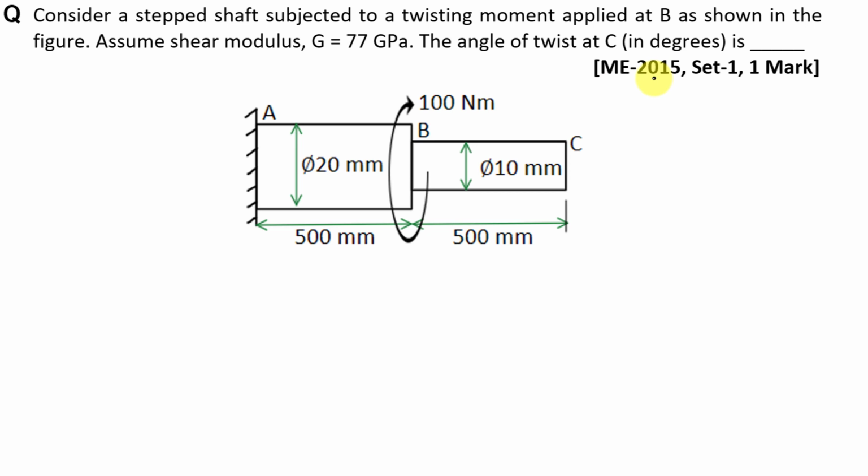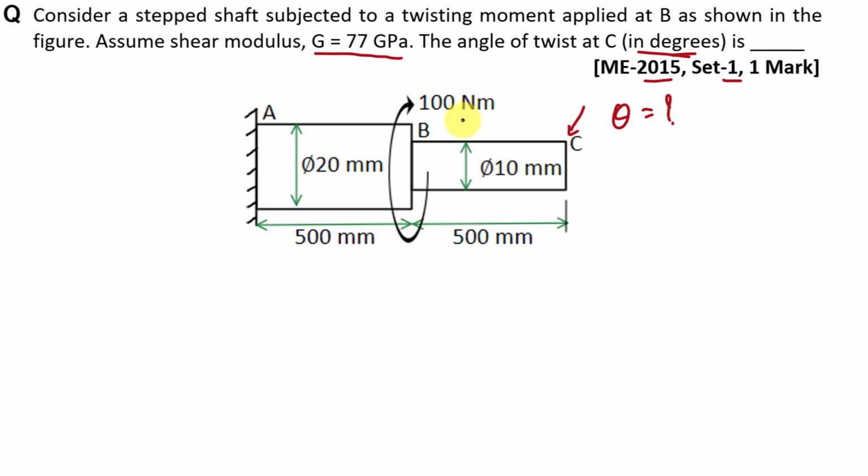Next question is from year 2015 paper set 1. Consider a stepped shaft subjected to a twisting moment applied at B as shown in the figure. Assume shear modulus G is equal to 77 gigapascal. The angle of twist at C in degrees is blank. Here we have to find the value of theta at this end.